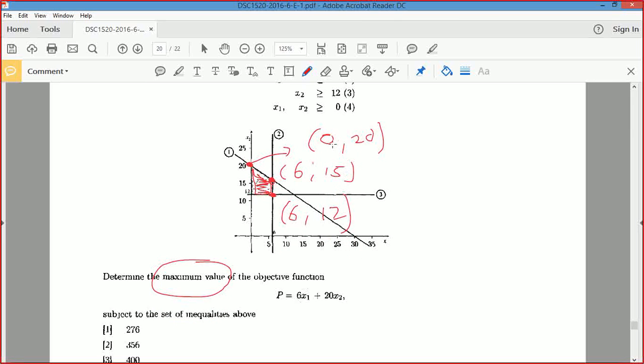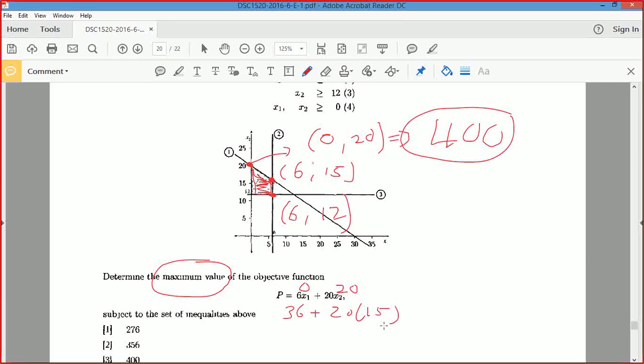So let's put in 0 and 20 here. If I put in 0 and 20, what do I get? It's 0 plus 20 times 20, which is 400. So I have that for that point. Make sense? Then 6 times 6 is 36, plus 20 times 15. What is 20 times 15? 300. So 336.